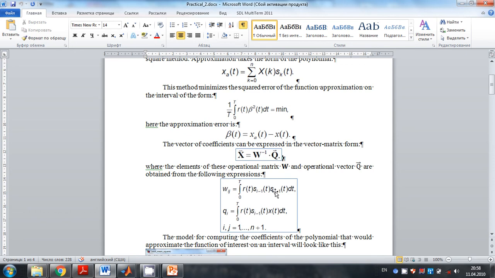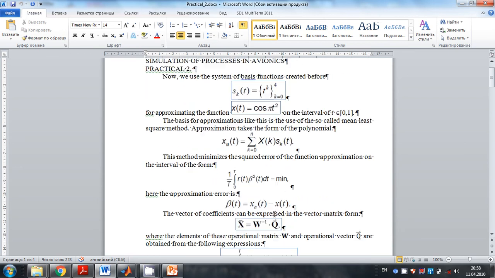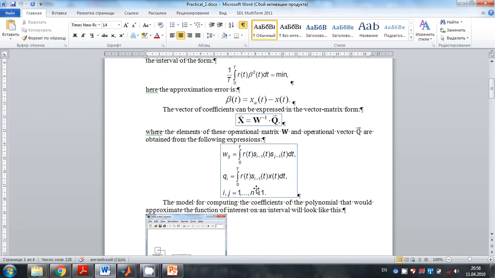Let's look at these Q's, Q capitals with a bar on top. Again, we disregard this weighting function and we multiply our basis function with subscript i minus 1 times x, where x is our initial signal. In our case, it's cosine of pi times t raised to the second power. So W's represent these basis functions multiplied by themselves. Q's represent these basis functions multiplied by the signal. And we need to integrate these products.